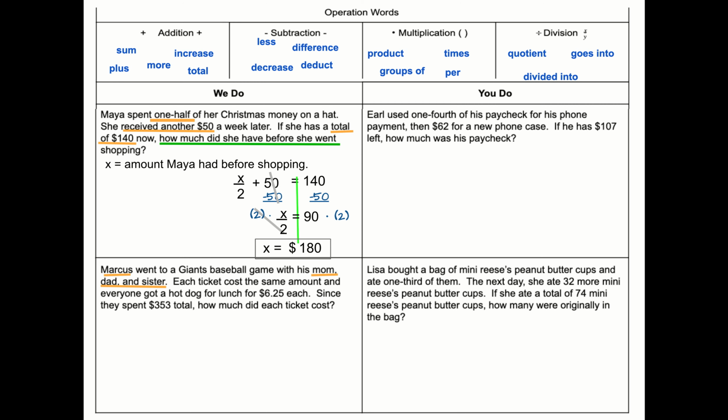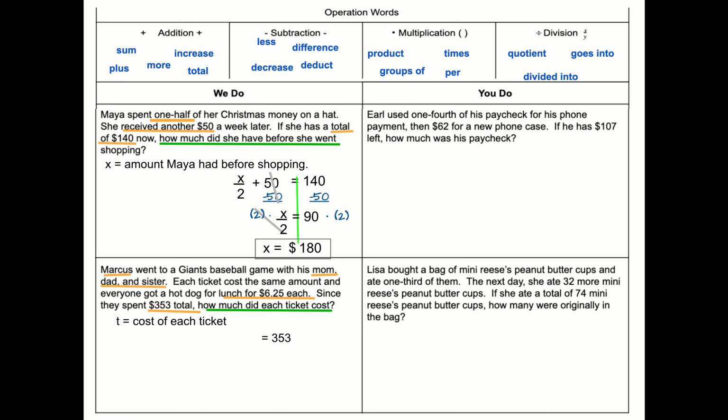Last but not least, Marcus and his mom and dad and sister went to a Giants baseball game. Each ticket cost the same amount, and everyone got a hot dog and lunch for $6.25 each, and they spent $353 total. There's my important information. What question do we need to answer? How much did each ticket cost? That is the variable we need to set up. Because ticket starts with T, I'm going to say T equals the cost of each ticket. Do you need to write that down? Absolutely. You need to define your variable. You need to let us know what your variable represents.